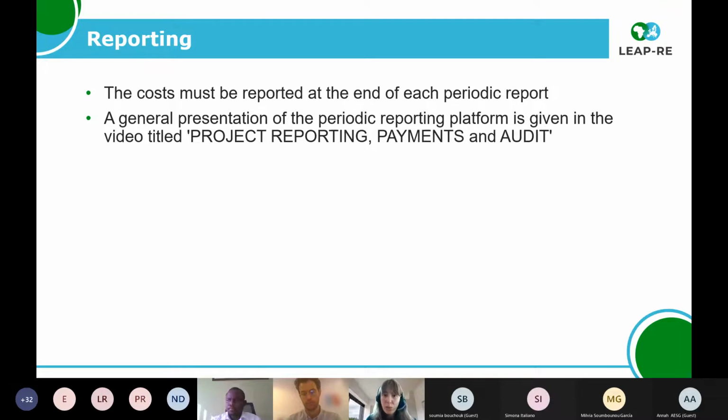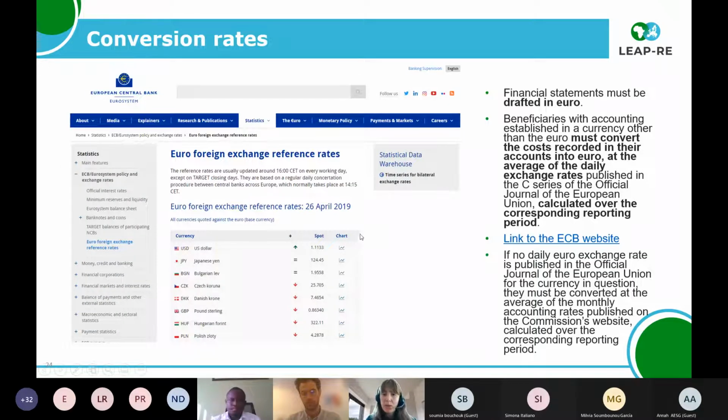One important thing about filling in your expenses on the European portal is that you have to draft your financial statement in euro. Of course, not all of you are using euro as the currency. So you will have to apply an exchange rate to your costs to be able to draft your statement in euro. You'll have to use an average of the daily exchange rates calculated over the corresponding reporting period.